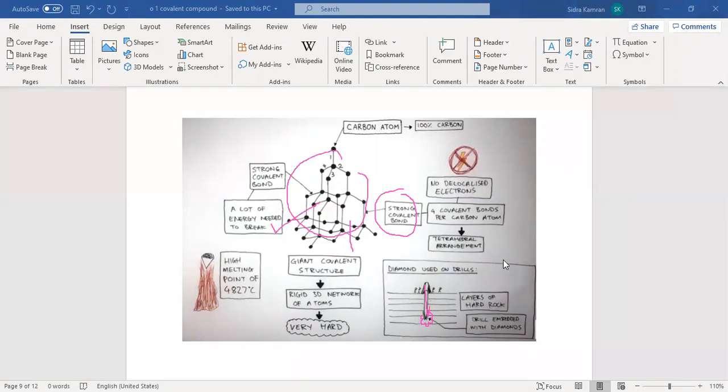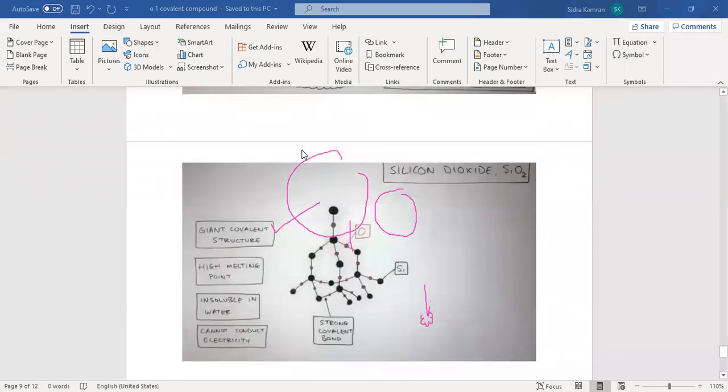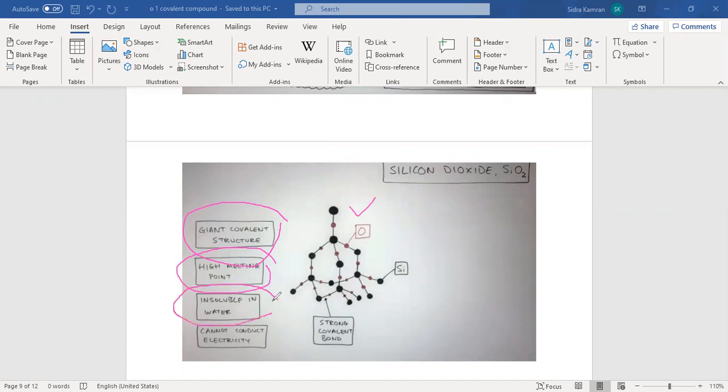Next, here are some properties of silicon dioxide. Silicon dioxide and diamond are similar: both have a giant covalent structure, both have high melting and boiling points, and both have a similar structure. In diamond, one carbon is attached to 4 other carbon atoms. In silicon dioxide, one silicon is attached to 4 oxygen atoms. Both are insoluble in water. Diamond is insoluble in water, and silicon dioxide is also.